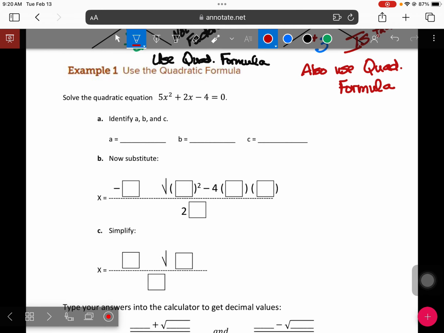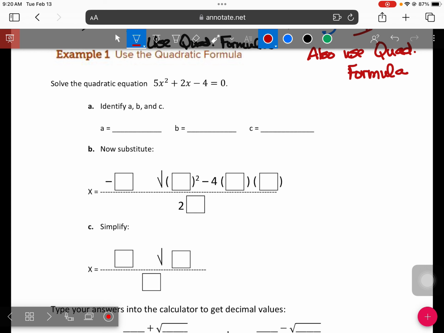All right, so let's take a look at example 1 where they are telling us to use it. And I want you to write this down over at the side somewhere, that this is the quadratic formula. X equals the opposite of b plus or minus the square root of b squared minus 4 times a times c, all divided by 2 times a. Okay?